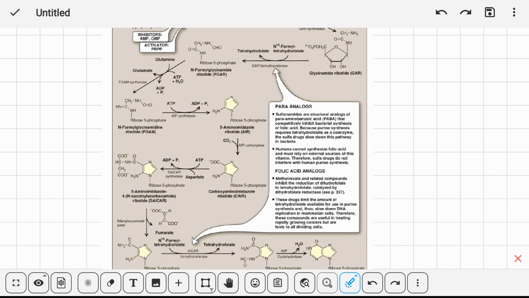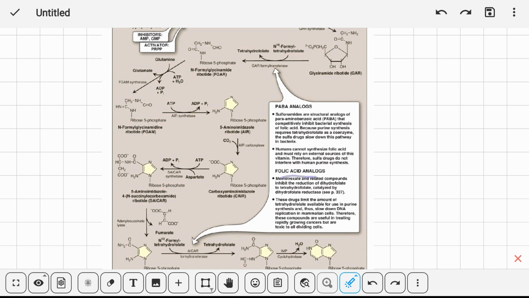So if there is no folic acid, there will be no purine synthesis, and obviously the bacteria will not be able to generate their DNA and RNA, and this will kill them. Whereas these drugs do not affect humans at any point, because humans do not generate folic acid in their body. They require external sources of folic acid. So these drugs do not harm humans.